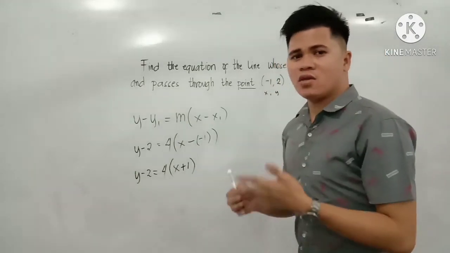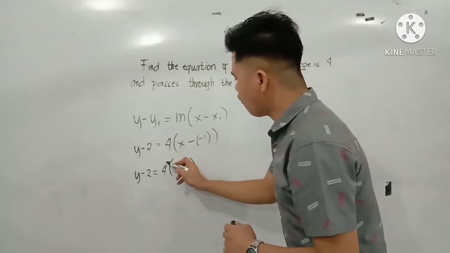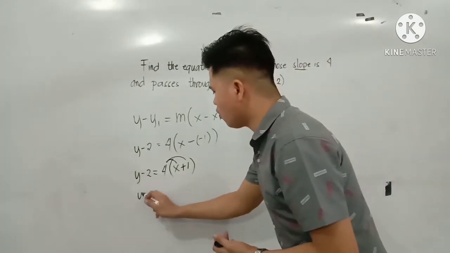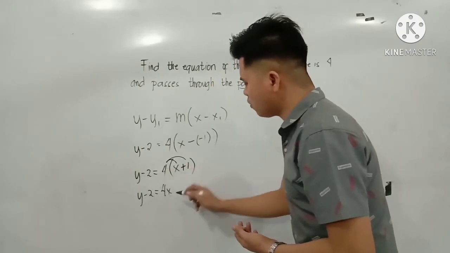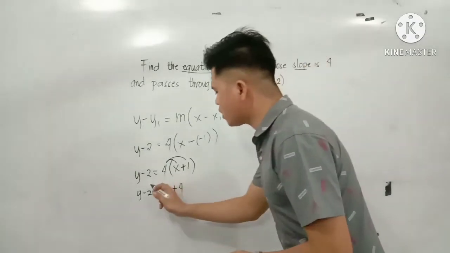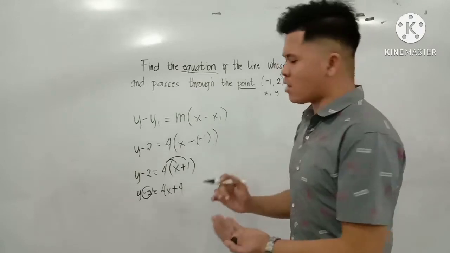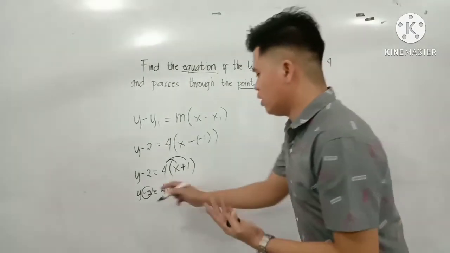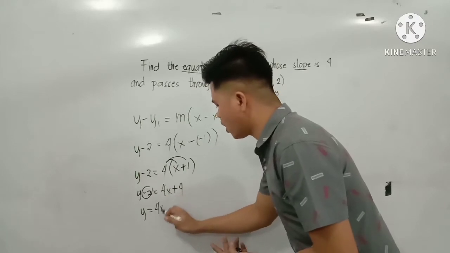Then we have to apply the distributive property on the right sides of the equation. So that means we have to distribute 4 to x, then 4 to 1. Okay, then so simply copy again y minus 2 is equal. Then 4 times x will give us 4x. 4 times 1 will give us positive 4. Then we have to transpose the negative 2 on the left side of the equation to the right side, such that the remaining term on the left side is simply y. So we have here, copy y equals, then copy these terms, 4x plus 4.